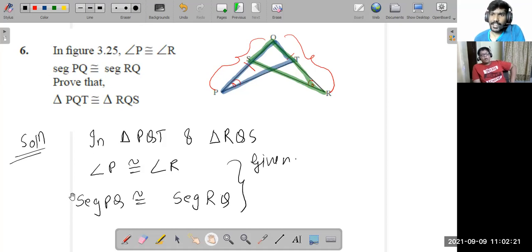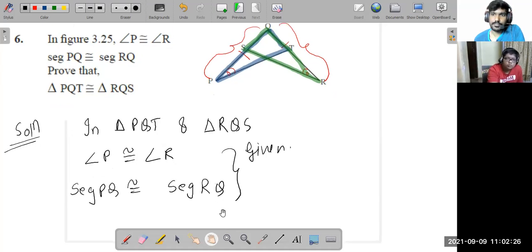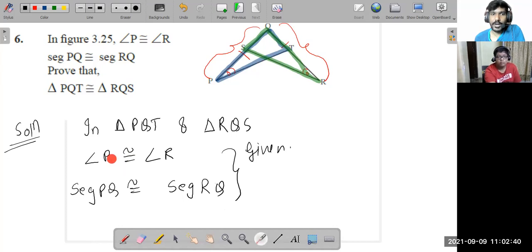Any side or any angle that you can see congruent? Angle QPT and angle QRS, that we have written here already. That is given. QPT is this and QRS is this. Can you see something that is common in both the triangles? There is one thing which is common.